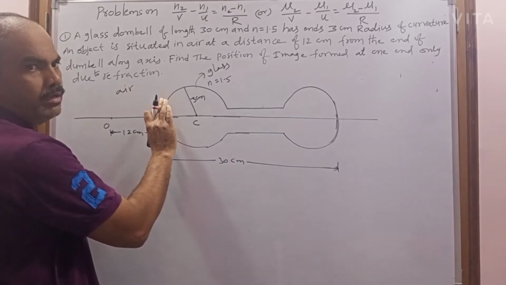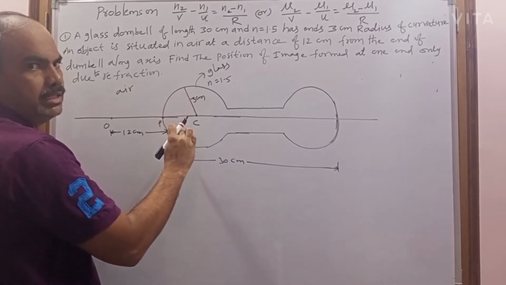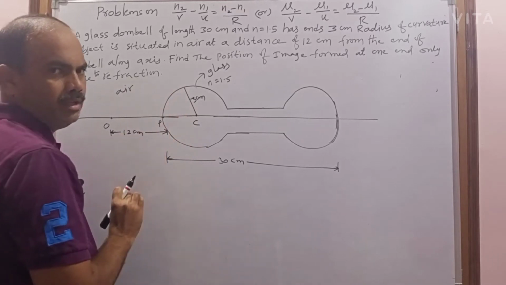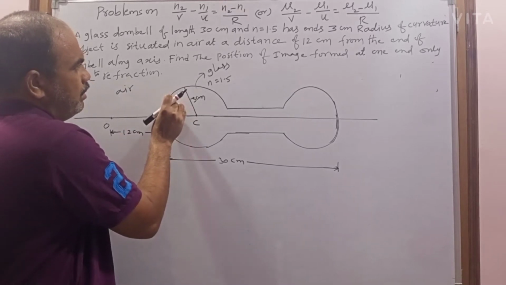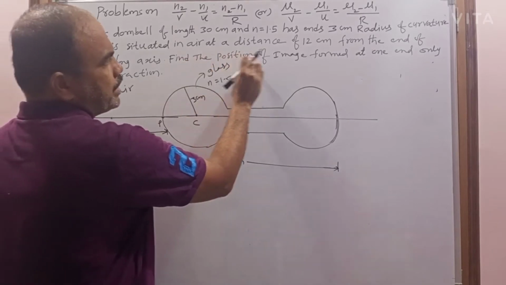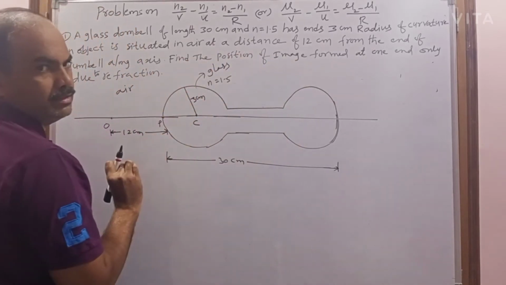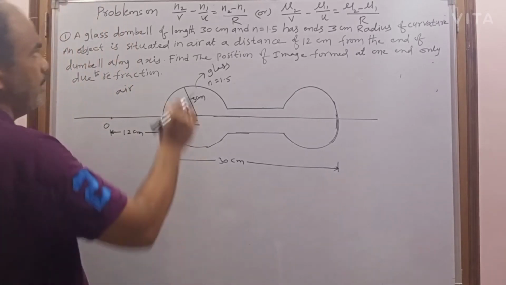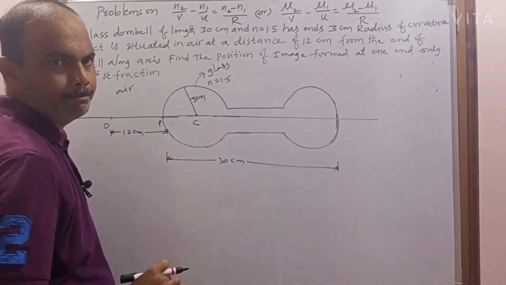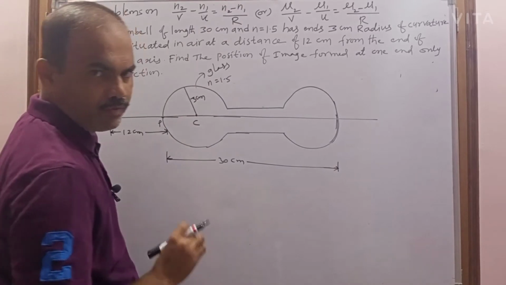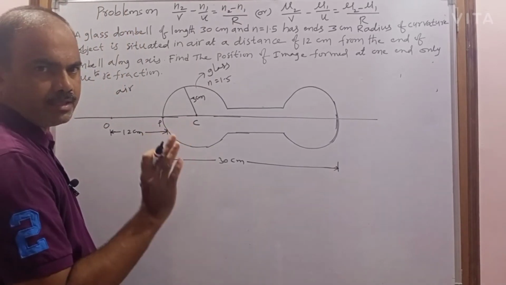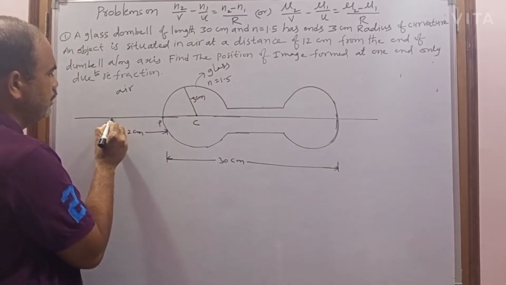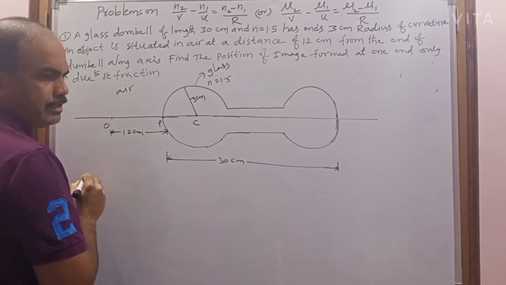At one end only. This end is curved, and at this curved surface the light will undergo refraction. So now we have to find the position of the image formed by this end due to refraction. For that purpose we have to use this formula, but we have to follow the sign convention. After applying the sign convention only, we have to use that formula. Now where is the object? This is the object.